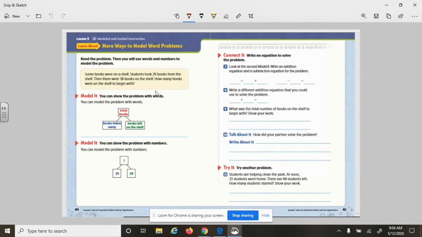So this one is a little bit different. If we have our part whole chart, we have the total books at the top, because that would be the sum, the total is the largest number.